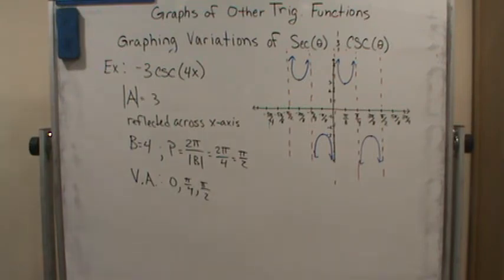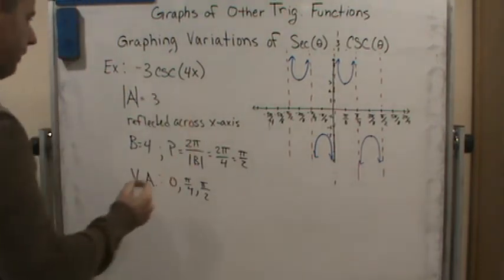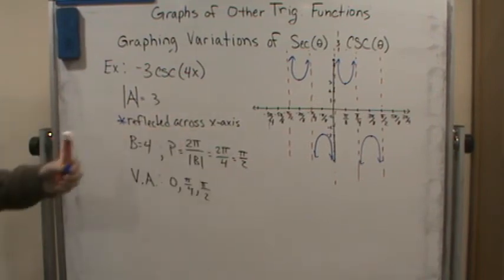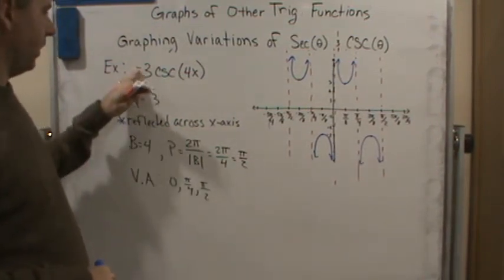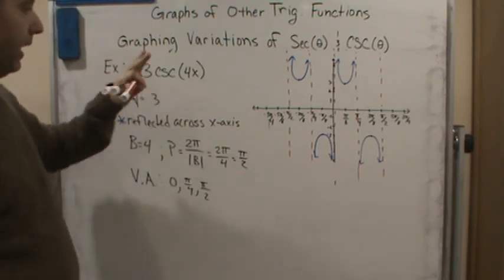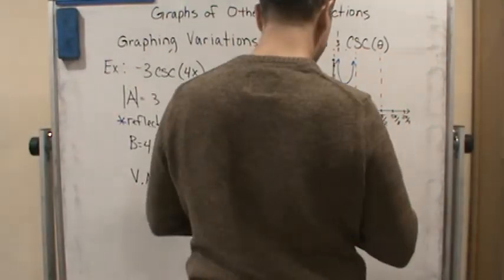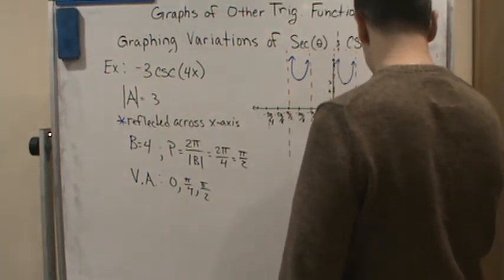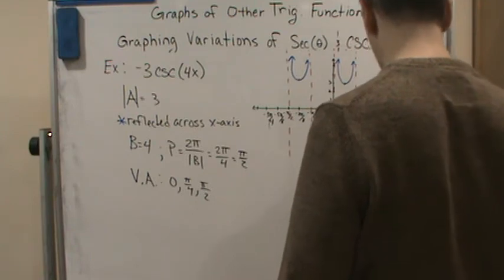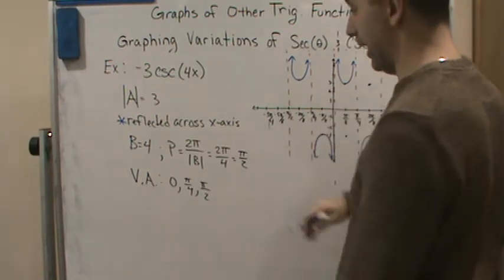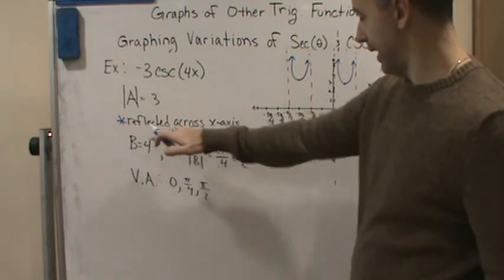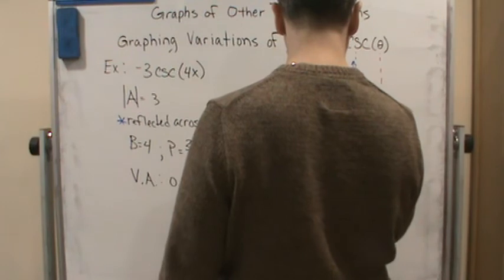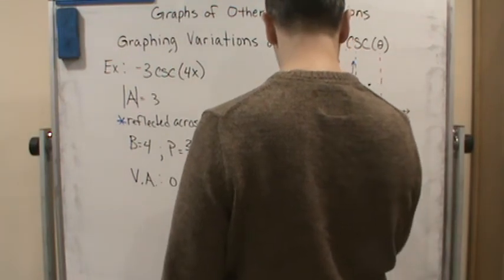Oh, wait a minute. I forgot. This is reflected. I totally forgot. This is the way it would normally be if this was 3, but since it's negative, it flips it. So actually I need to change these. Always double check your work, and make sure you wrote down everything so you catch your mistakes. So this is going to go here, and this is going to go here.